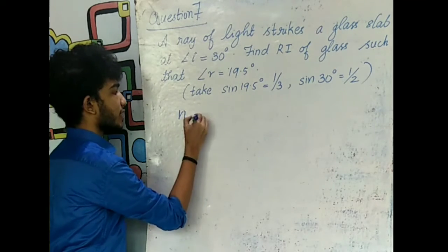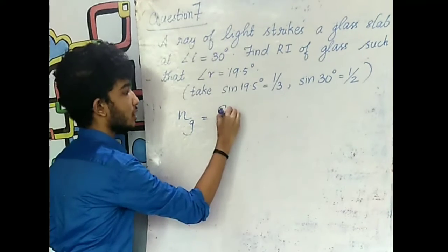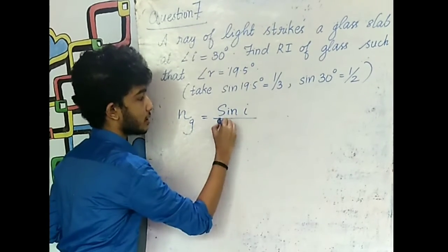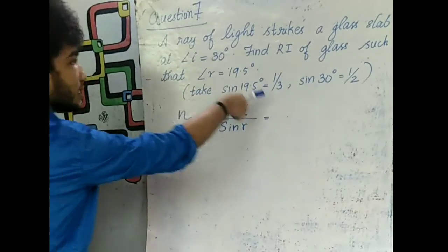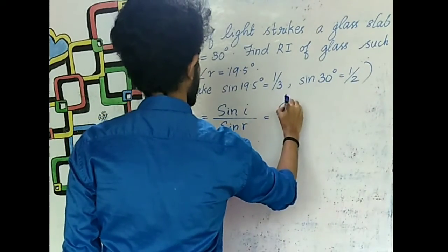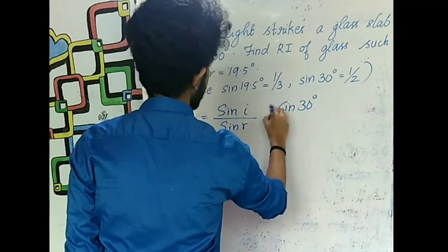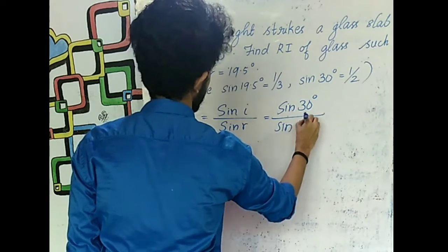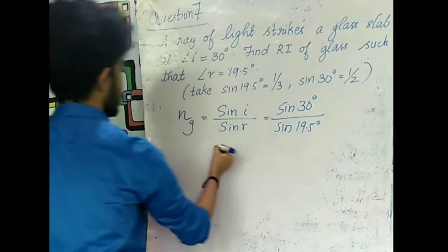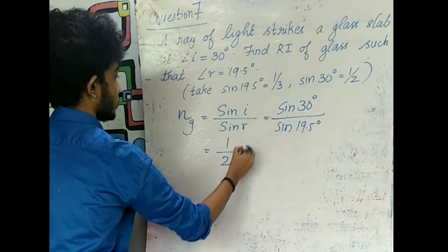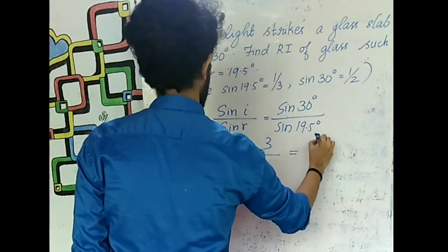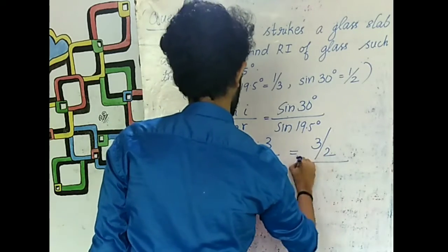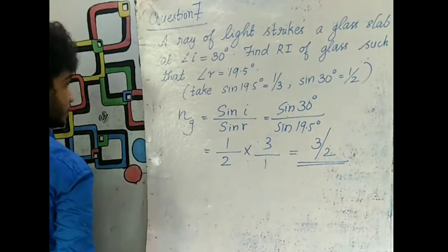How can we find refractive index of glass? It is equal to sin i divided by sin r. What is sin i? Angle of incidence 30 degree, sin 30 degree divided by sin r, sin 19.5 degree. Sin 30 degree is 1 by 2 divided by sin 19.5 degree, which is equal to 3 by 2. Refractive index of glass is 3 by 2.